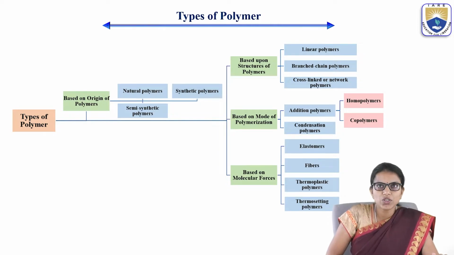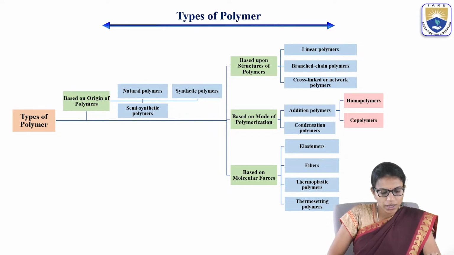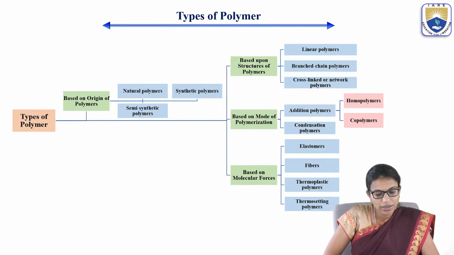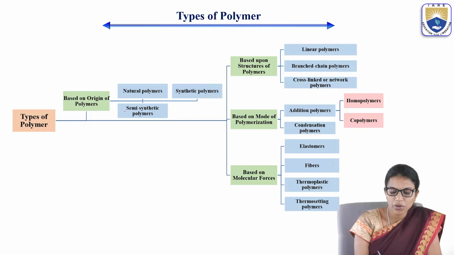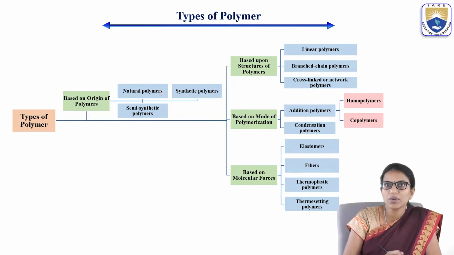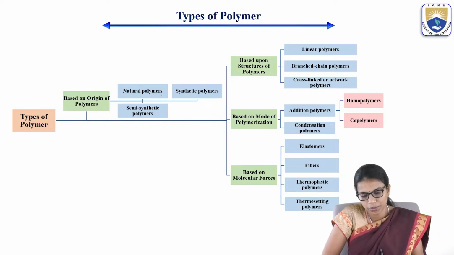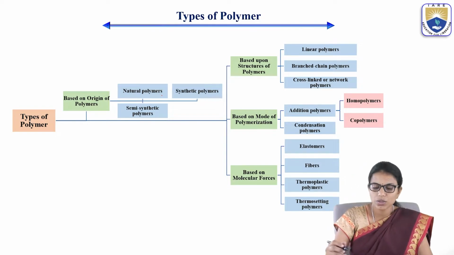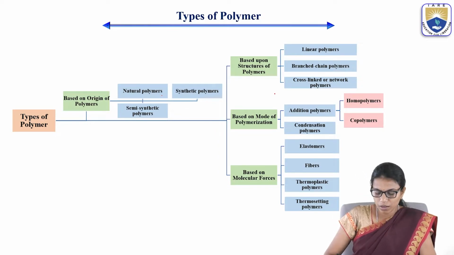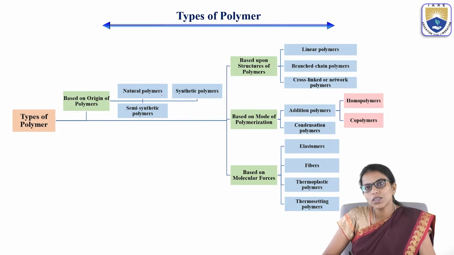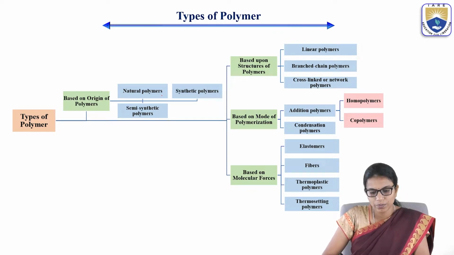Now coming to the types of polymer. Here I have explained four types of polymer. One classification is based on the origin of polymer, which is further subdivided into natural polymer, semi-synthetic polymer and synthetic polymer. The second is based upon the structure of polymer. The third one is based on mode of polymerization, and the fourth one is based on molecular forces.